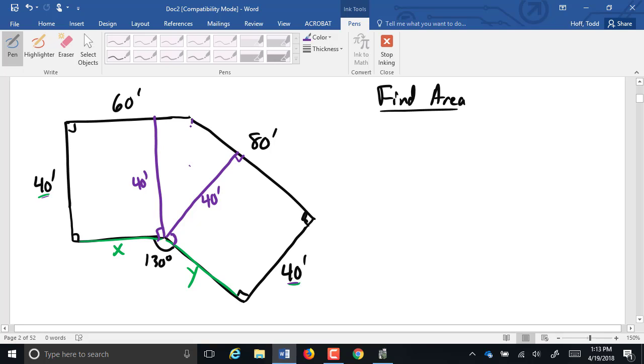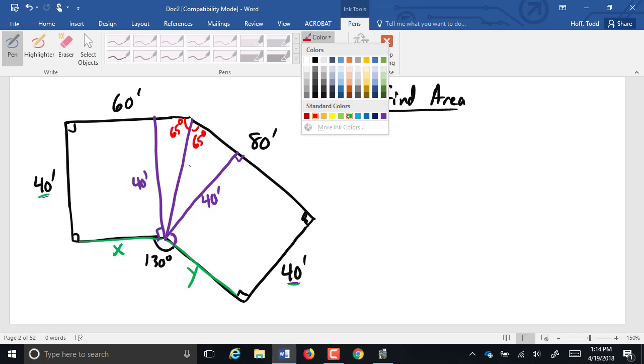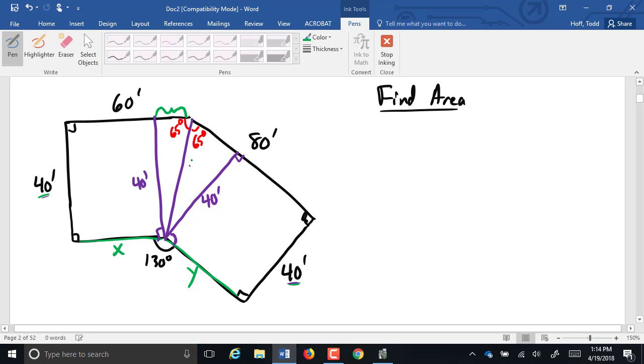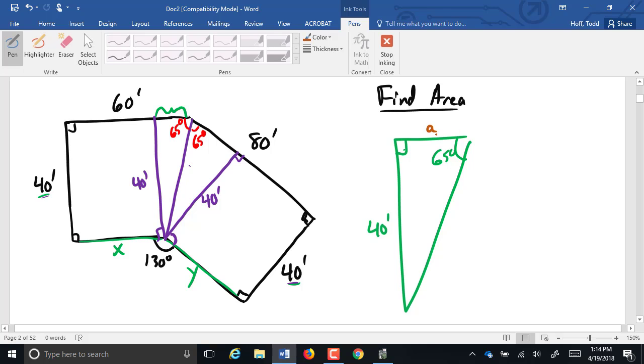Since these spans are the same, if I draw this across here, it's going to cut this angle in half. These angles are each going to be 65 degrees, half of the 130. Well, from there, this is pretty simple. How do I find this length? This is 65 degrees. This is 40 feet. That's my right angle. If I want to find this length here, I'll call it A. That is the adjacent side, and the 40 is the opposite. It's going to be a tangent.